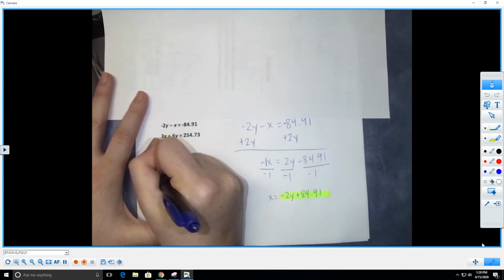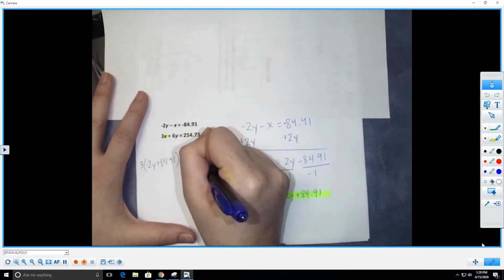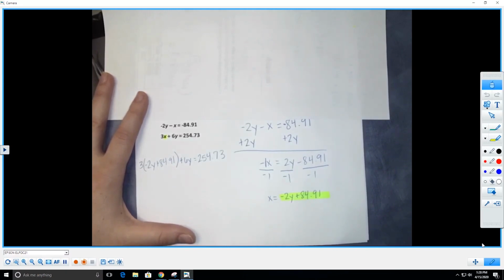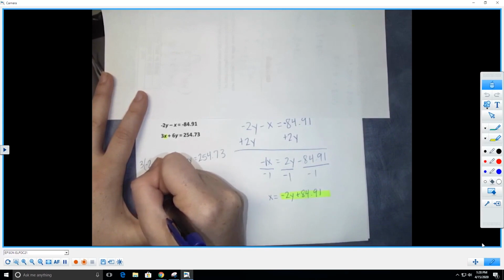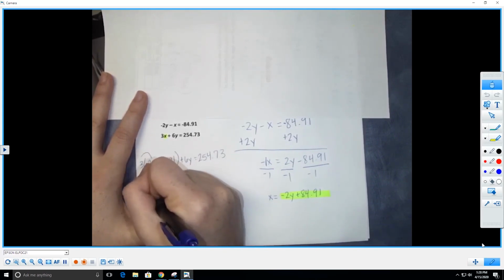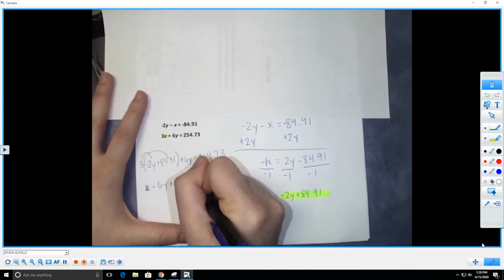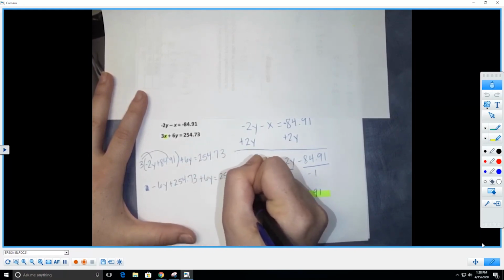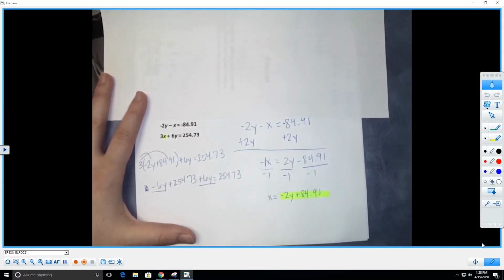So negative 2y plus 8491 plus 6y equals 254.73. So now we're going to do a little work by simplifying. So I have negative 6y plus 254.73 plus 6y equals 254.73. So I'm going to combine these two, and when I do, they're just going to cancel each other out.